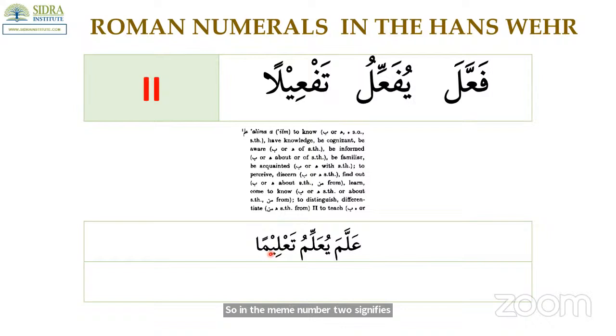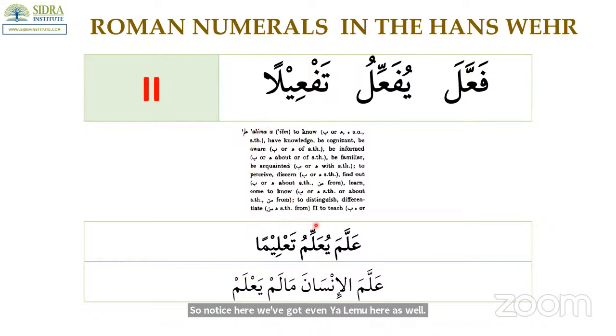And we have an example from the Quran: Allama al-insana ma lam ya'lam. He taught man what he did not know. Notice here we even have ya'lamu as well. So alima ya'lamu, but when it's number 2, it actually signifies bab taf'il: allama yu'allimu ta'lim, fa'ala yufa'ilu taf'il. Is everyone on the same page? Does everyone understand what number 2 signifies in the Hans Wehr dictionary? It signifies bab taf'il. Is everyone clear with that?